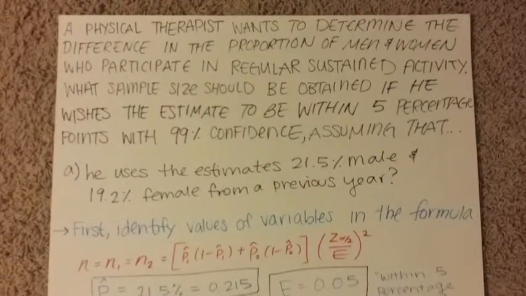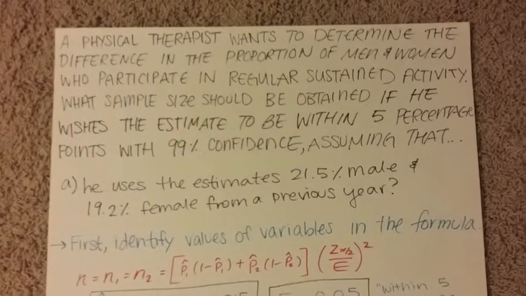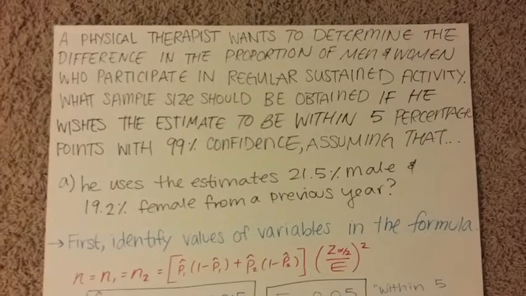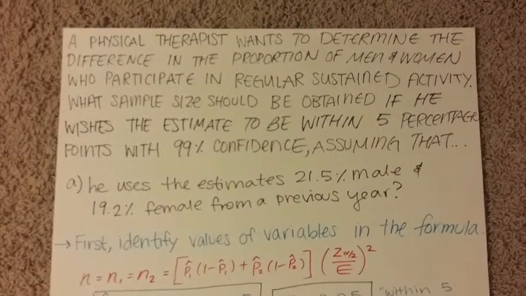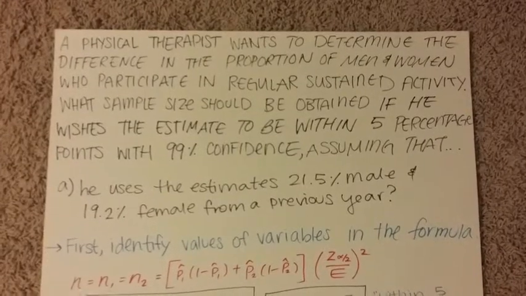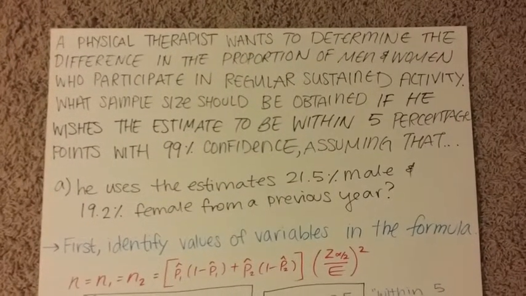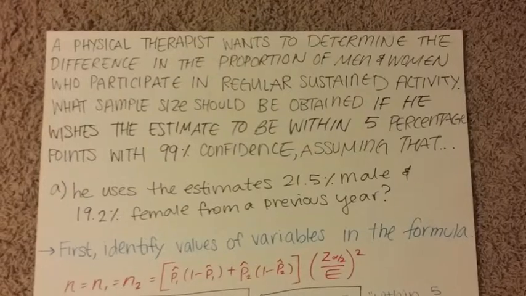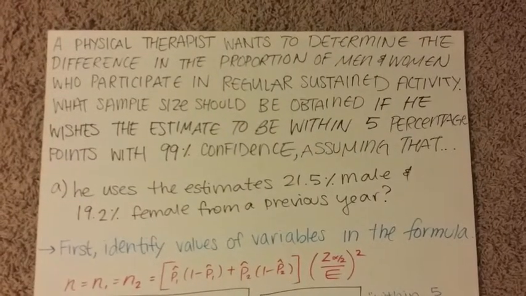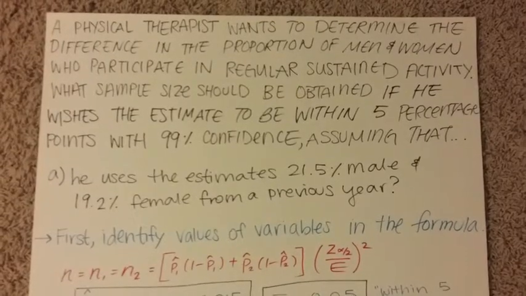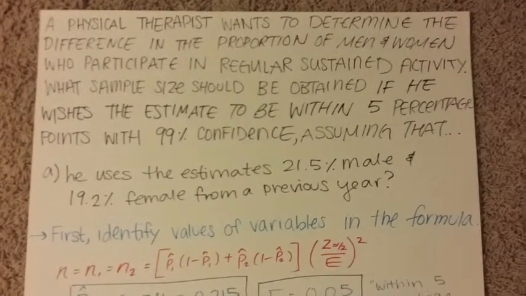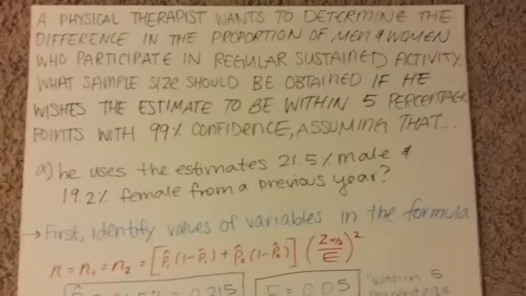If we read this problem, it says that a physical therapist wants to determine the difference in the proportion of men and women who participate in regular sustained activity. What sample size should be obtained if he wishes the estimate to be within 5 percentage points with 99% confidence, assuming that he uses the estimates 21.5% male and 19.2% female from a previous year.